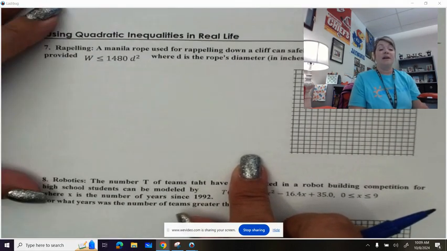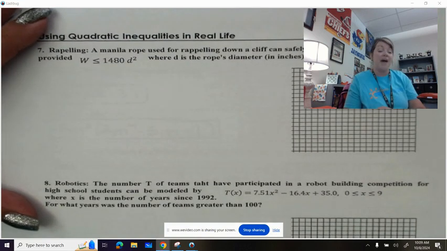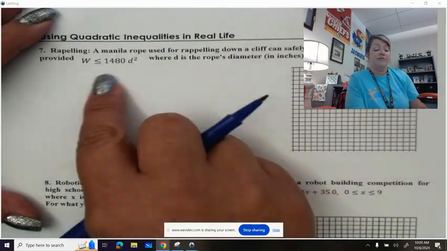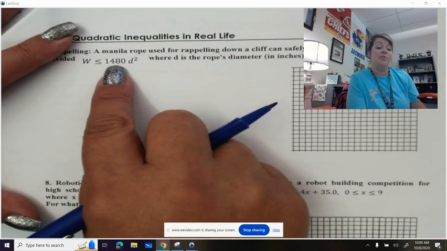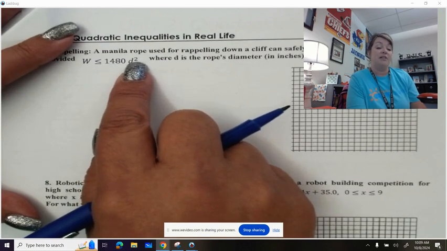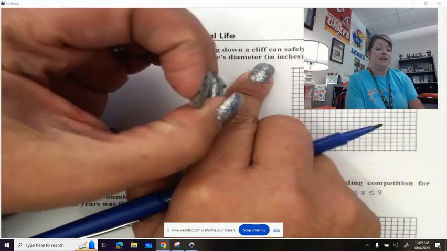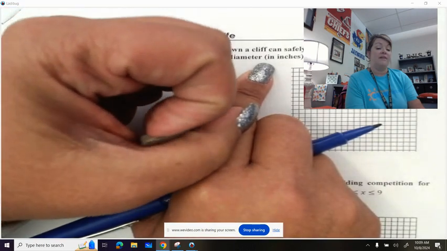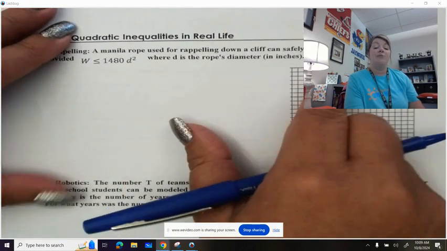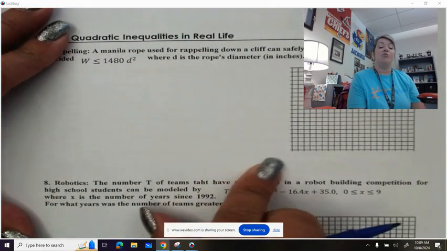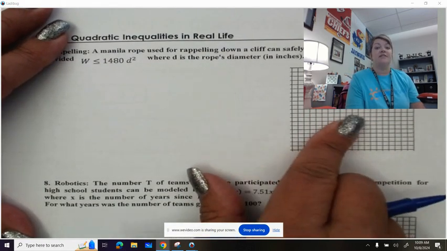So it says a manila rope used for rappelling down a cliff can safely support a weight in pounds of, okay, and this is the weight has to be less than or equal to 1,480 d squared, where d is the rope's diameter in inches. Okay, so the diameter is like how wide around the rope is, how narrow or how fat the rope is. And we're going to graph the inequality and show the weights that would be safe to use the rope or the weights that would not.